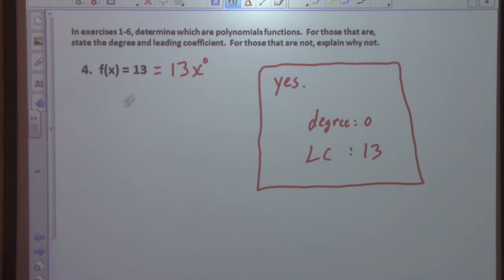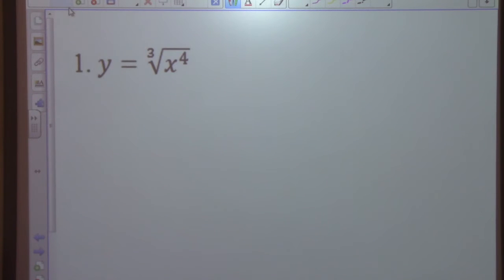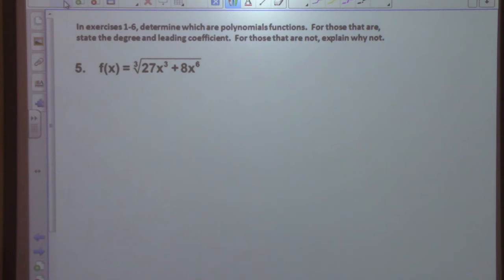So that's number 4. And then I have these ones strewn here. I'm going to come back to these in a minute. Let's go to number 5. Polynomial function or not? Angel said no. And why not?